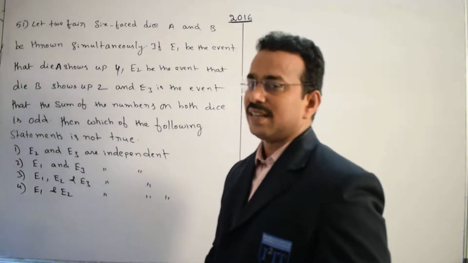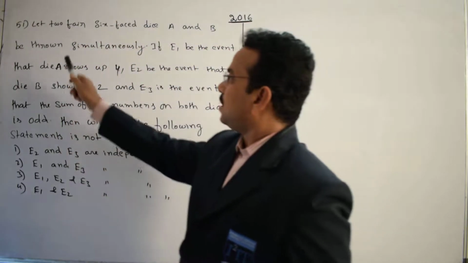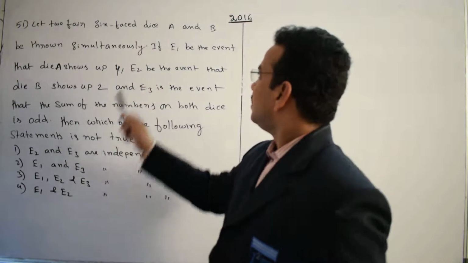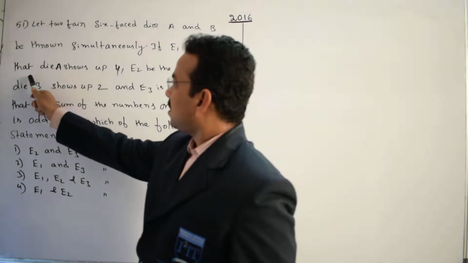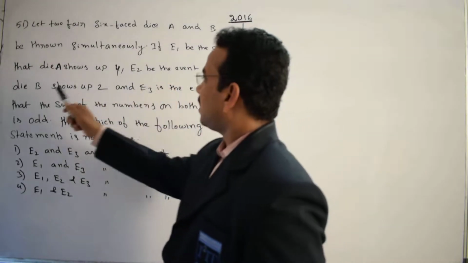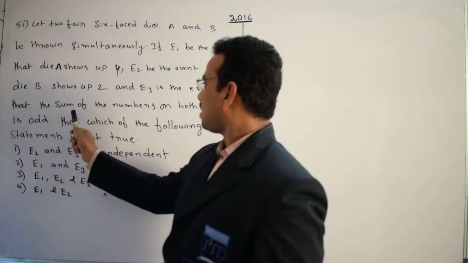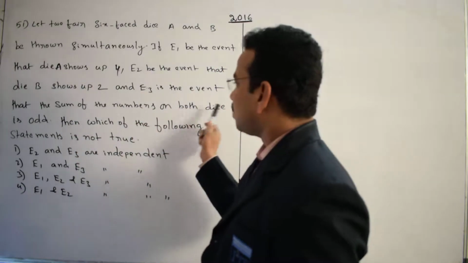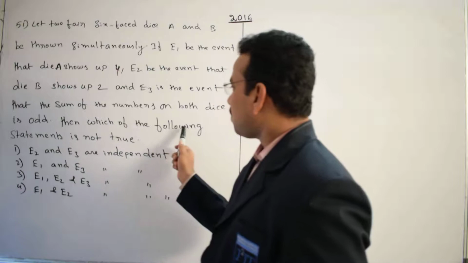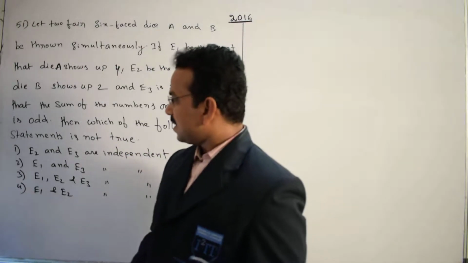Here the question is, let two fair six-faced dice A and B be thrown simultaneously. If E1 be the event that die A shows up 4, E2 be the event that die B shows up 2, and E3 is the event that the sum of the numbers on both dice is odd, then which of the following statements is not true? Here we have to find out the incorrect statement.